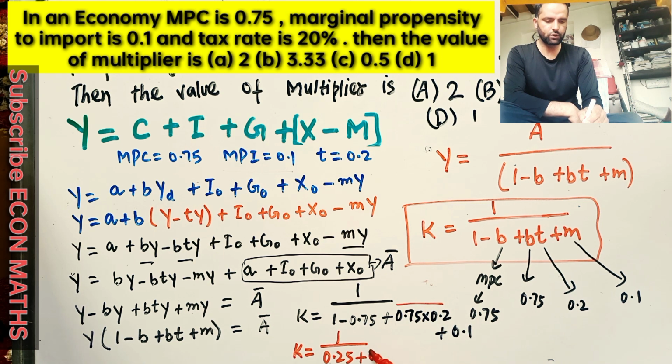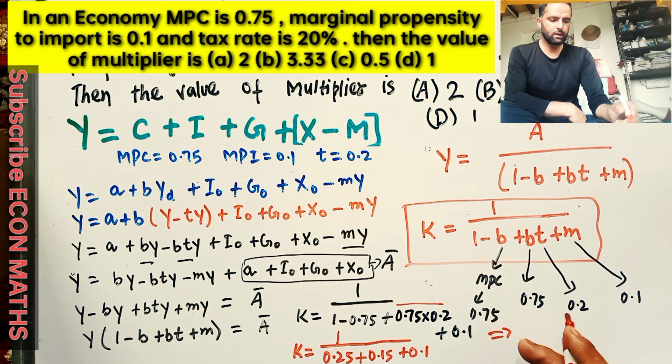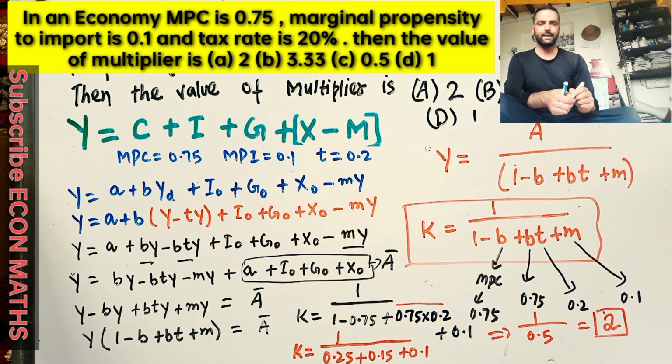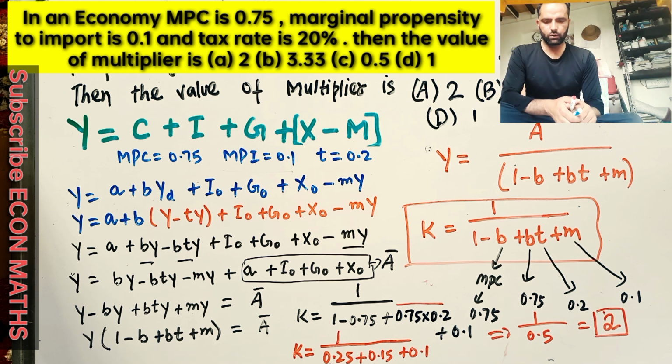This comes out to be 1 upon 0.25 plus 0.15 plus 0.1, which comes out to be 1 upon 0.5. It will come out to be 2, because 1 upon half gives us 2. That means the value of the multiplier in this question will be equal to 2.